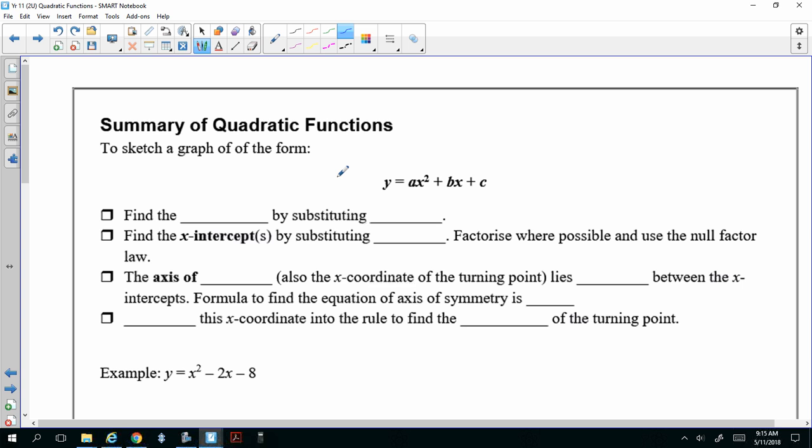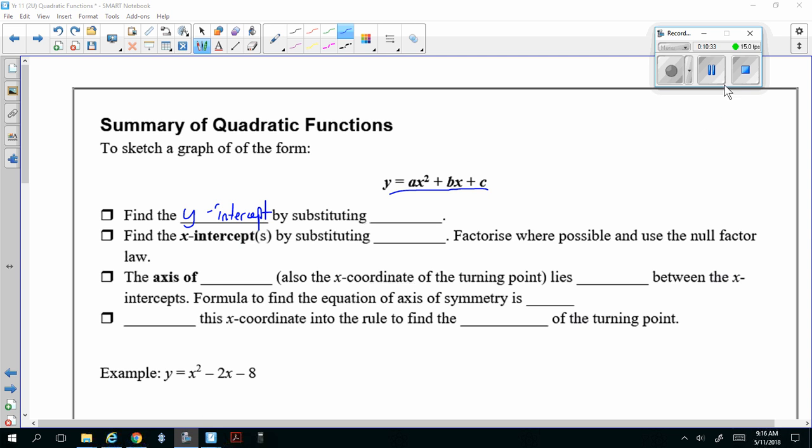Okay, to sketch this graph, you will need to find the y-intercept. Now, how do you find the y-intercept? We have to substitute. What do we substitute, Lisa? Y-intercept. Excellent question. Now, let's continue. The y-intercept is found by substituting x equal to 0. Now, how do you find the x-intercept? By substituting y equal to 0. And then we're going to factorize where possible and use the null factor law or use the quadratic formula.